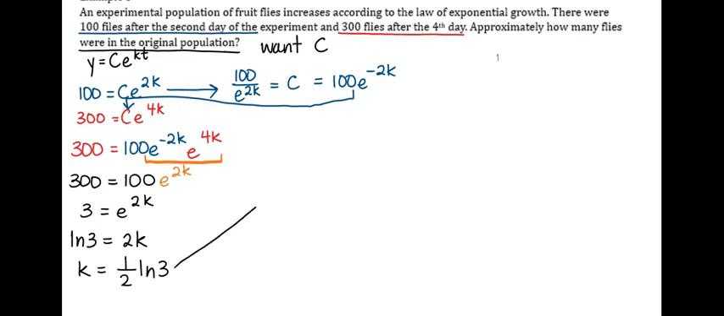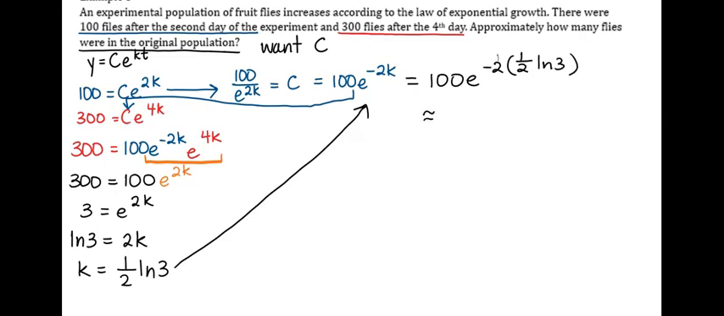Now that we know what k is, we can plug that into the expression that we had for C earlier, leaving us with C is equal to 100 e to the negative 2 multiplied by 1/2 natural log 3, which gives us that there were approximately 33 flies in the original population.